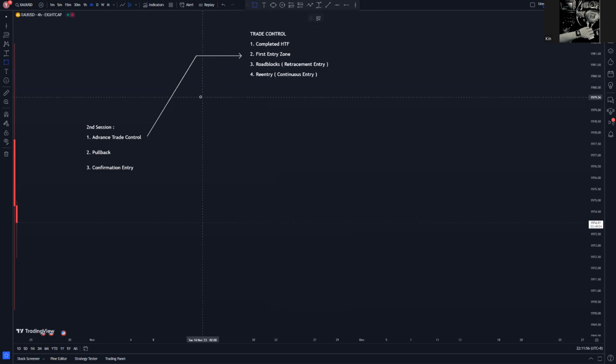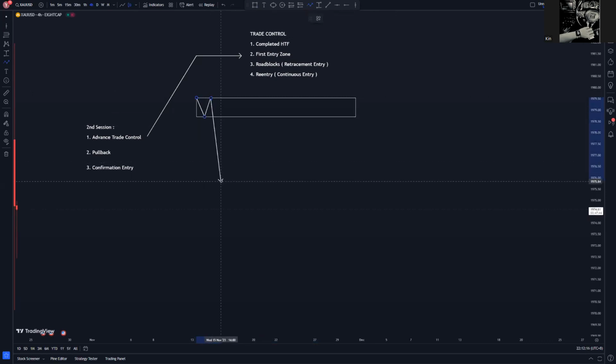Okay, so the first one, like we've learned with the trade control in our first session. It will look like this. We have this H4 EG sell.